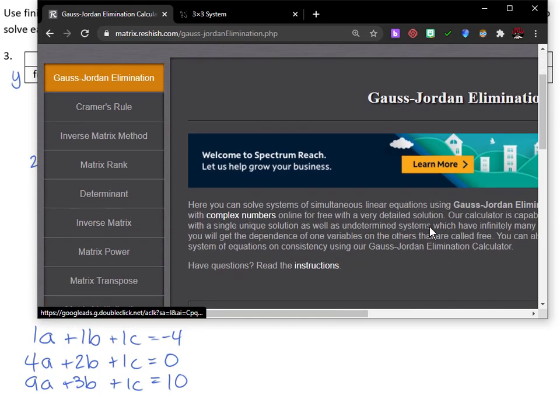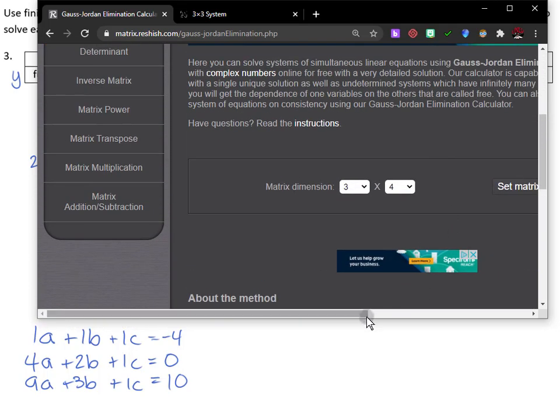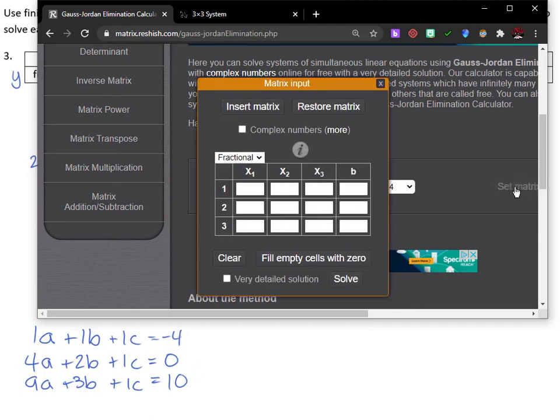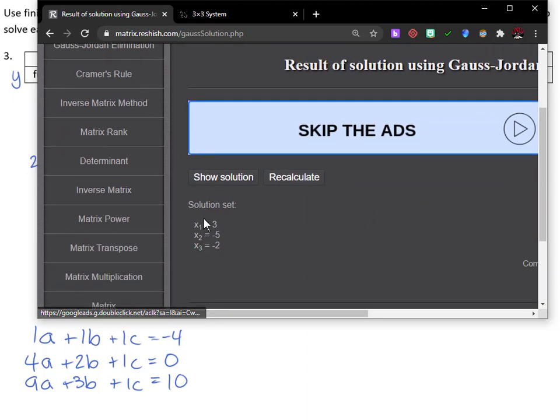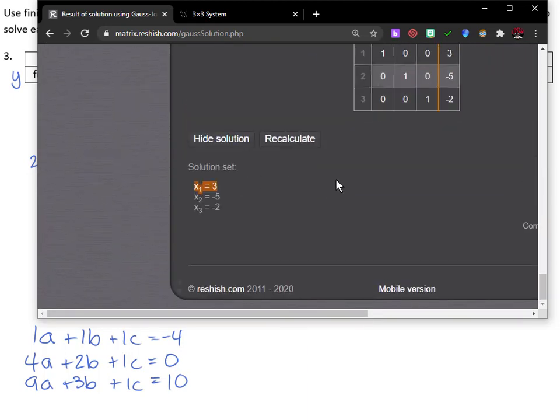All right, so here we are in our matrix website again. We need a 3x4, 3 rows, 1, 2, 3, 4 columns for this system. So we're going to tell it to set matrix. We're going to put in our coefficients 1, 1, 1, negative 4, 4, 2, 1, 0, and 9, 3, 1, 10. Again, tell it to do the detailed solution here, but it's found my values. Go ahead and show solutions.